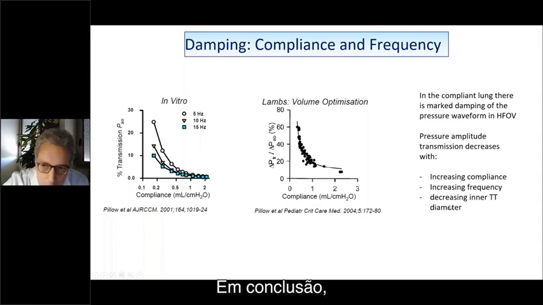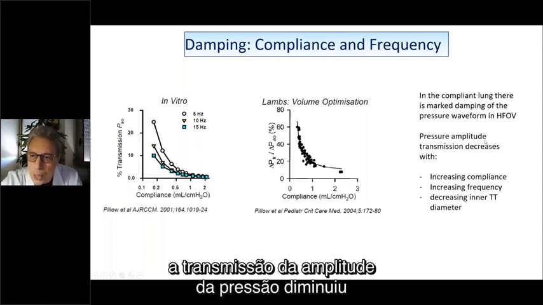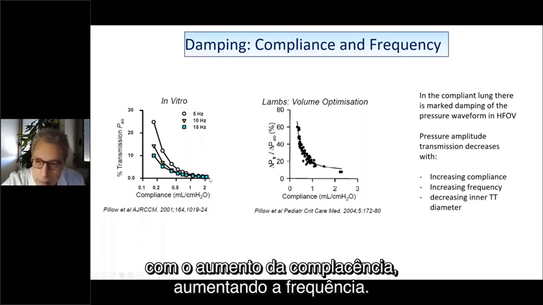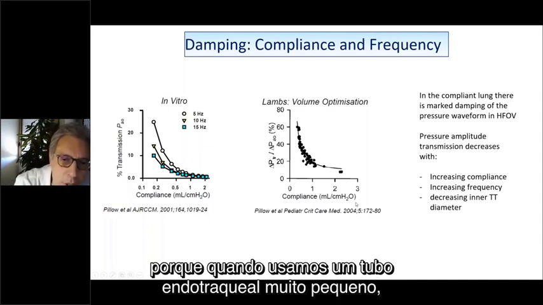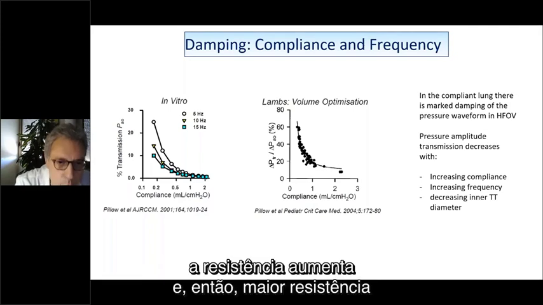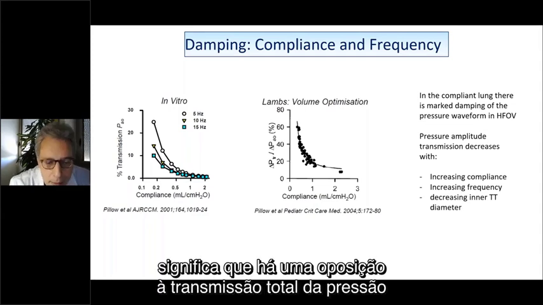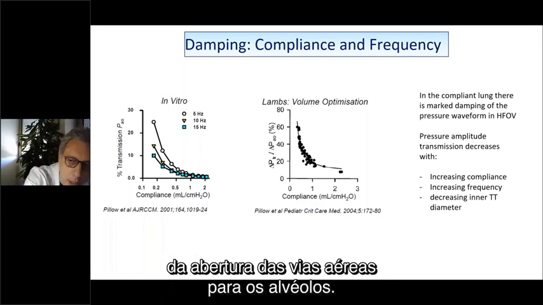In conclusion, the pressure amplitude transmission decreases with increasing compliance, increasing frequency, but also with decreasing inner diameter of the endotracheal tube. Because when we use a very small endotracheal tube, the resistance will be increased, and higher resistance means that there is an opposition to the full transmission of the pressure from the airway opening to the alveoli.